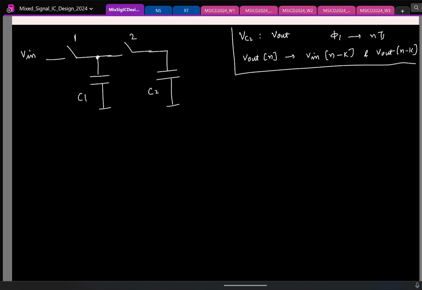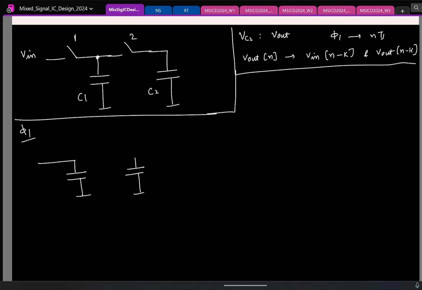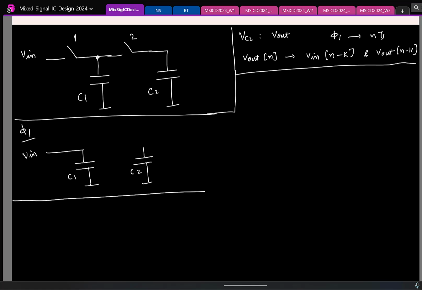The first thing is the same: you draw the equivalent circuit in both clock phases. So let's quickly do that. Let's say in phi 1, the circuit is this. This is V in. And in phi 2, this is the circuit.